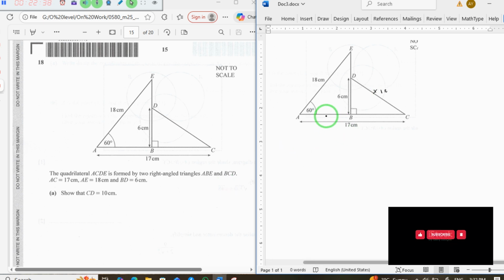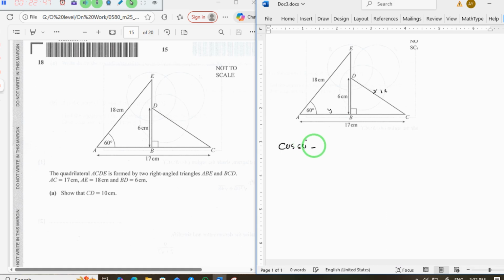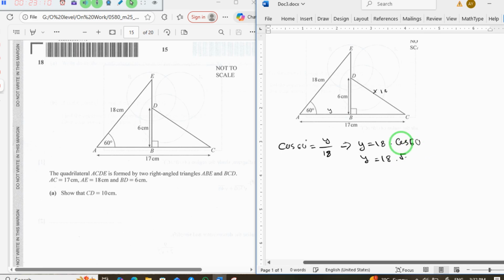How can we prove this one? We write here, for example, this one, y. We use cosine of theta. Cosine of 60 degrees equals y over 18. Then we use cross multiplication. Y is equal to 18 multiplied by cosine of 60 degrees. Here y is equal to 18 times cosine of 60 degrees, which is 1 over 2. Then we multiply and simplify.